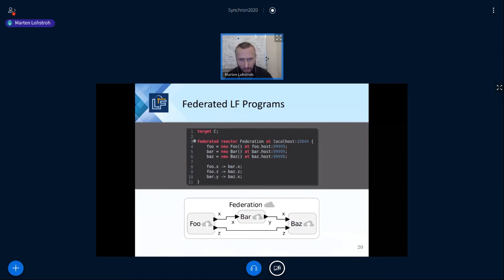In LF, it's also possible to specify what's called a federated program, and this allows for reactors to be mapped to different hosts. So just like the after keyword, as we discussed earlier, an AST transformation substitutes connections between federates with functionality that handles the sending and receiving of messages through the network. The LF code generator generates separate binaries in a shell script, and when that is invoked, the respective hosts connect and start a distributed execution.